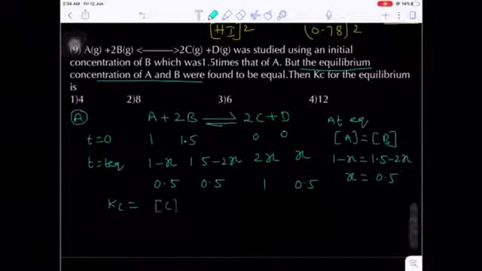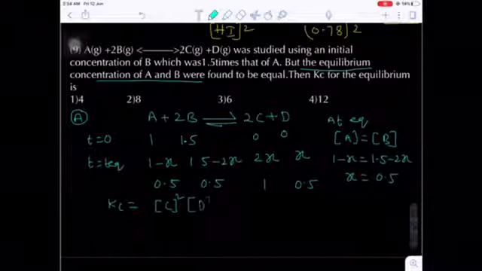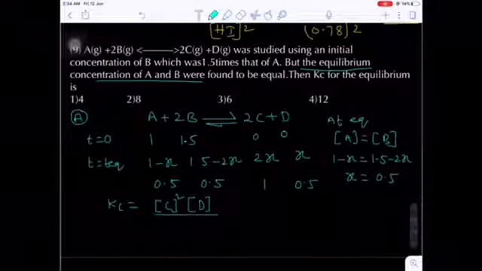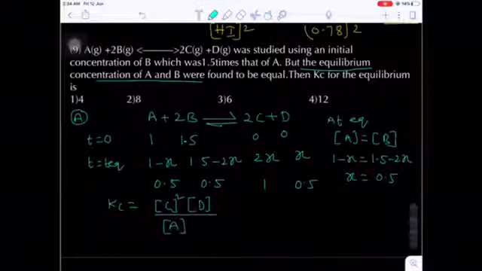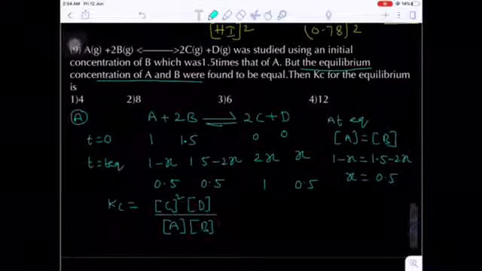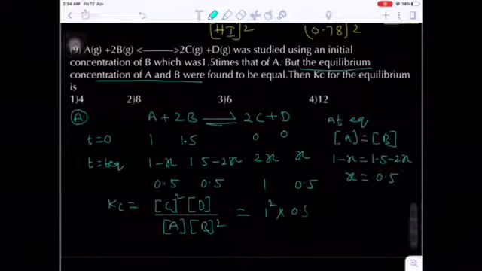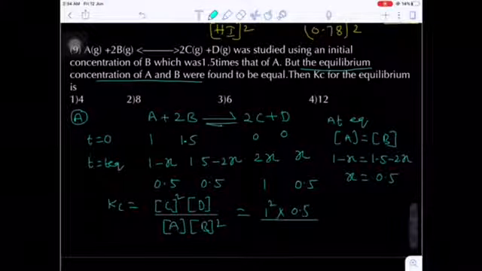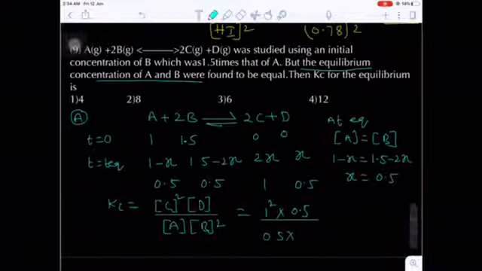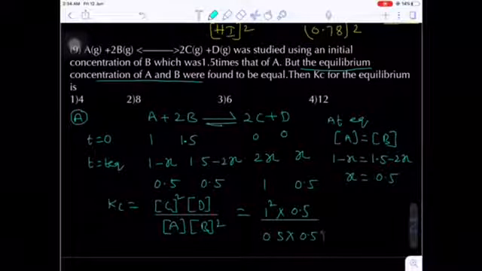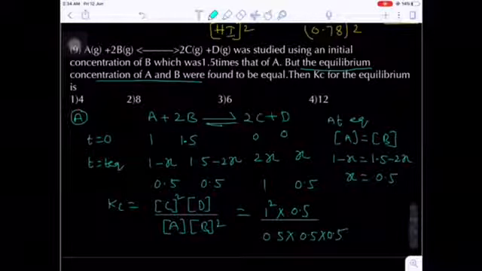Now, what is the Kc expression? Concentration of C whole square multiplied by D, whole divided by the concentration of A multiplied by the concentration of B whole square. C whole square means 1 square, into D means 0.5, whole divided by A means 0.5, into B means 0.5, B whole square means 0.25.